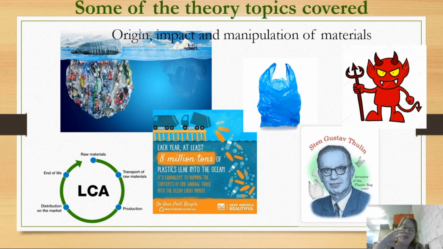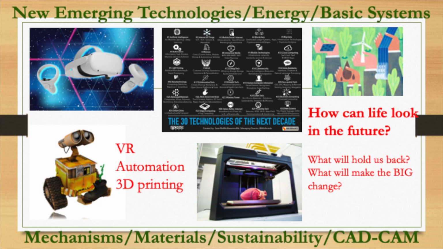However, if you really look at the life cycle analysis, you understand that Gustav Thulin, the inventor of the plastic bag, actually tried to save the world. He wanted to step away from paper bags to create something that would use less material, less energy, and preserve the woods. So those are the kinds of thoughts and the information you'll gain in DT. Other theory covered is new and emergent technology, energy, basic systems, mechanisms, materials, sustainability, and CAD/CAM.